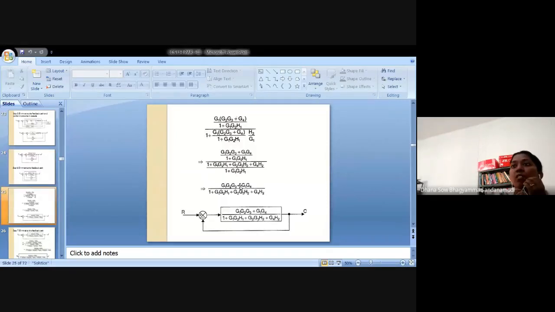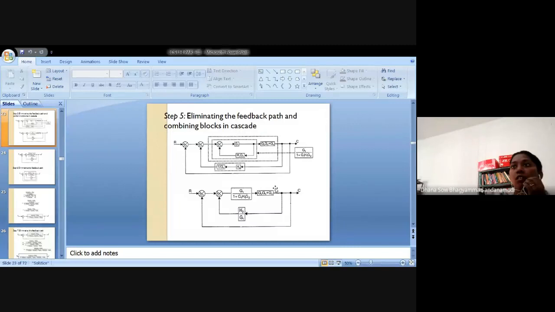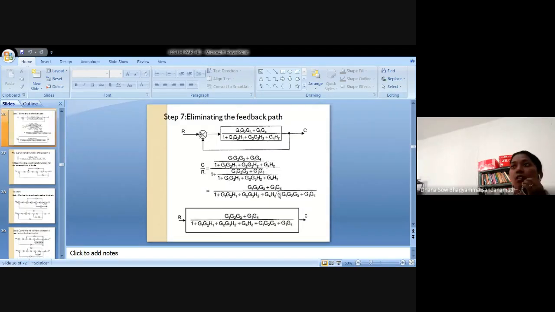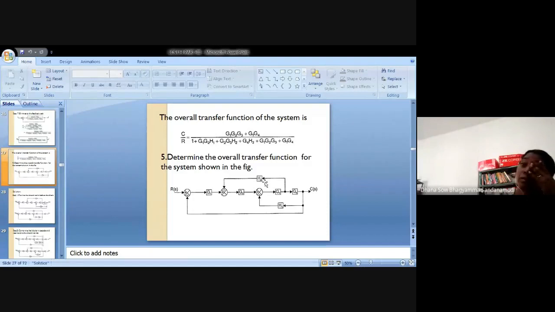In yesterday's problem... Anybody? If you have no doubts, I will proceed to the next problem. No doubts? Okay then. Let us solve one more problem on block diagram reduction.